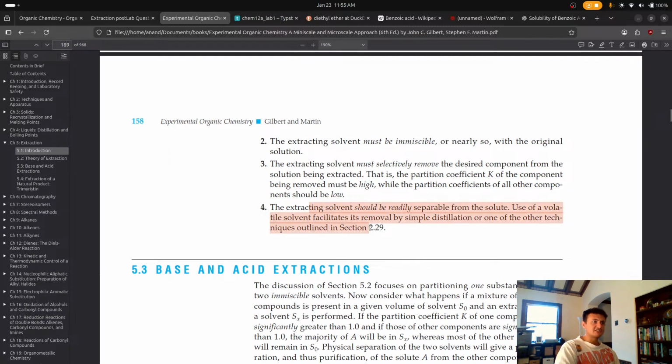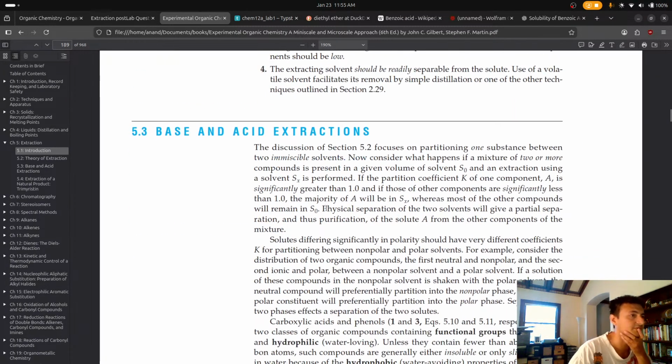The extracting solvent should be readily separable from the solute. Yeah, I mean, that's a given. Use of a volatile solvent facilitates its removal by simple distillation or some, I don't know, evaporation or something like that. I guess that is distillation.